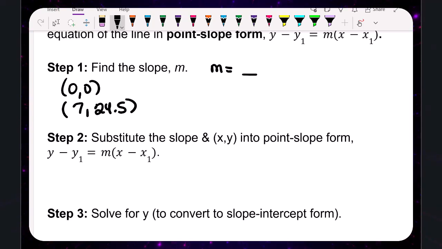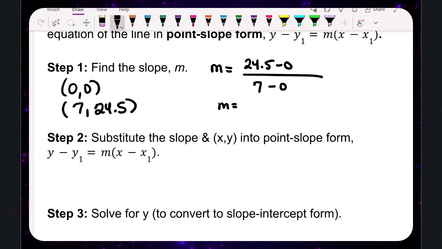So I'm going to do my y's and then my x's. Does not matter what order you go in as long as you are consistent, and that actually winds up being 3.5.